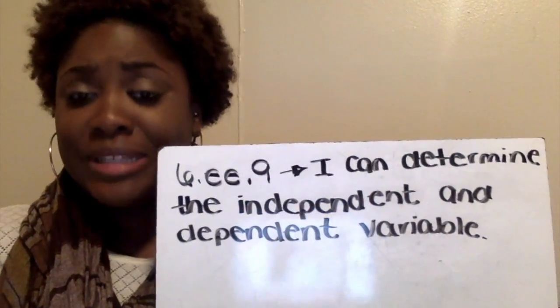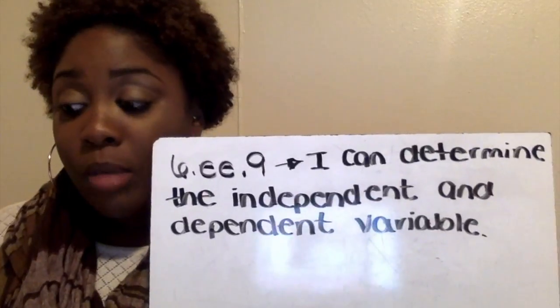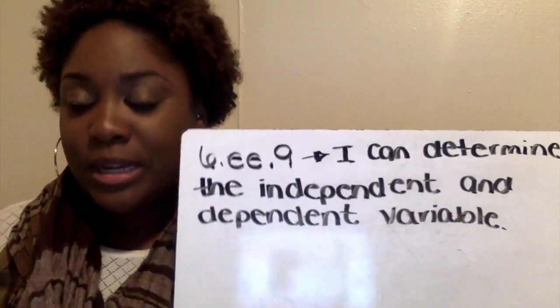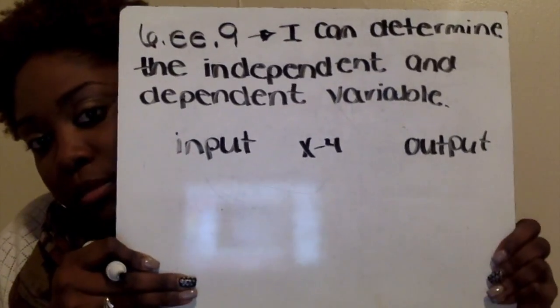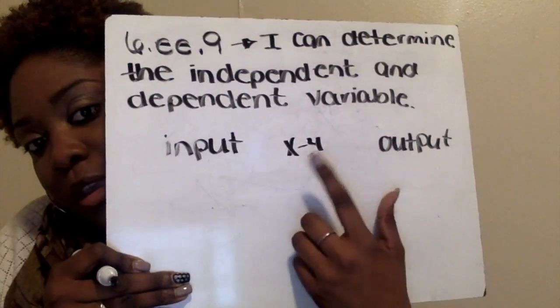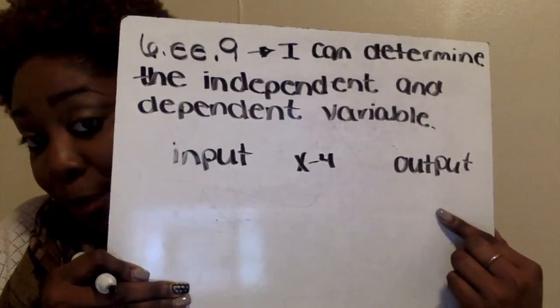So what in the world does that even mean? Our first example, I'll just hop right into it. We're going to create a table. So we're going to have an input, we're going to have an output, and then we're going to have rules for our table. So the rule for this table is going to be x minus 4. Input, rule, output.